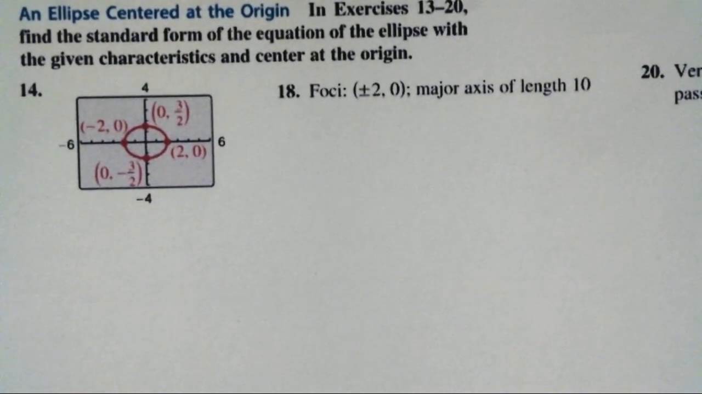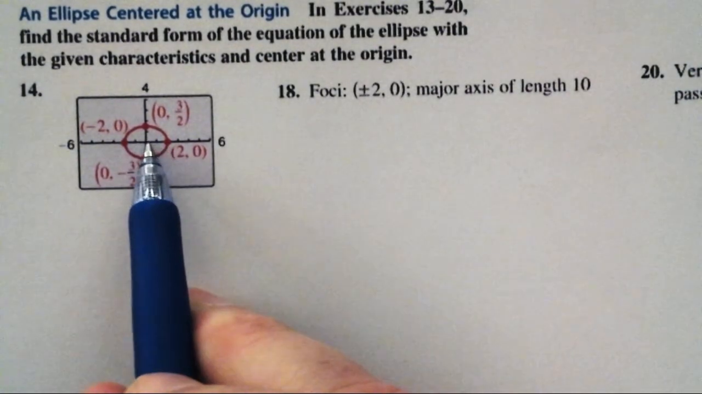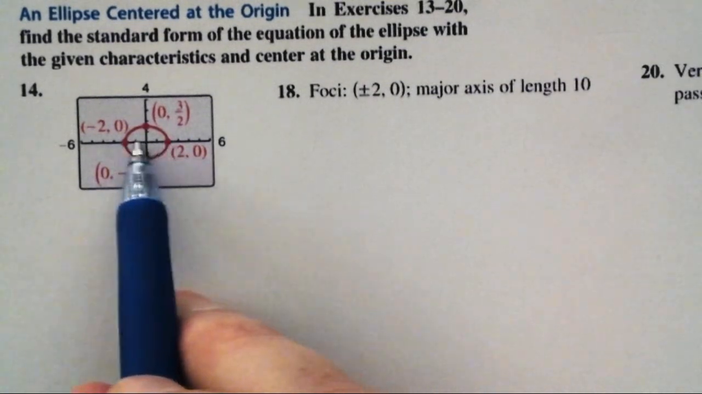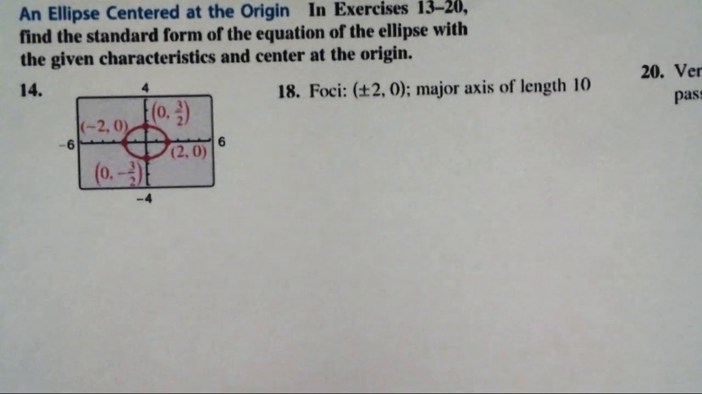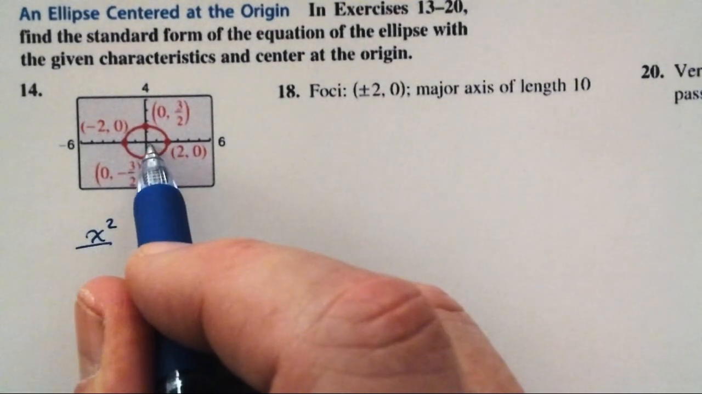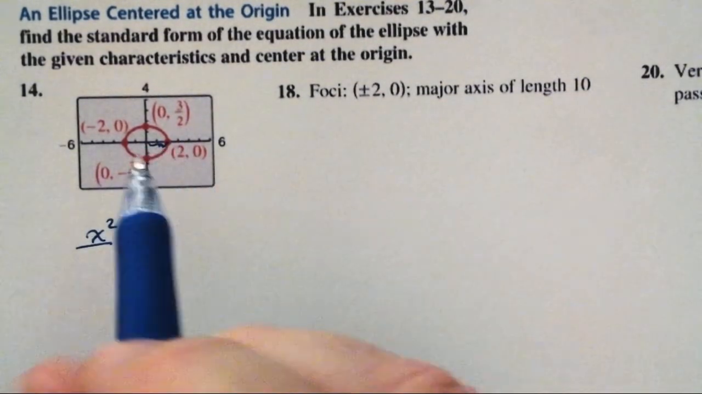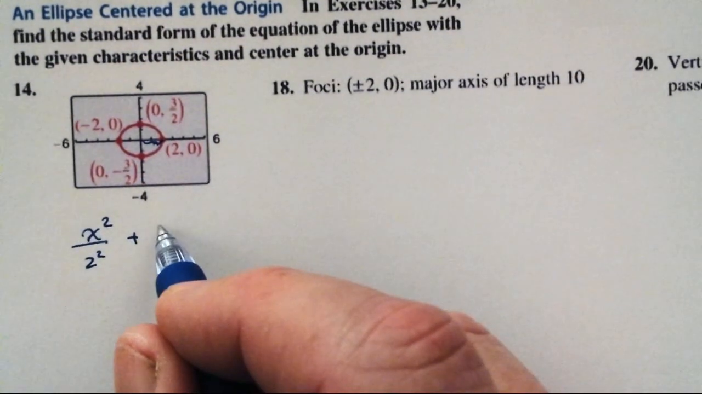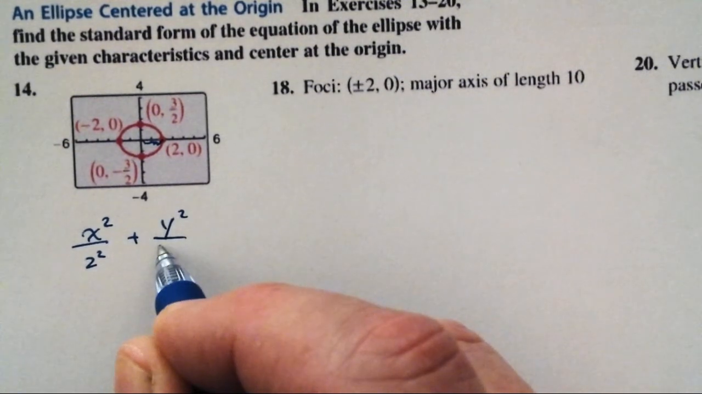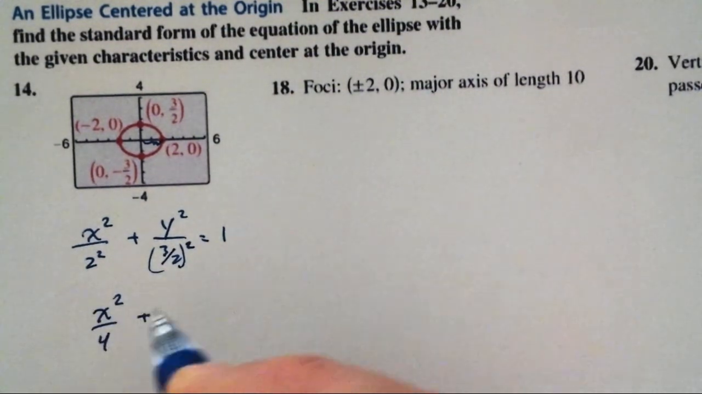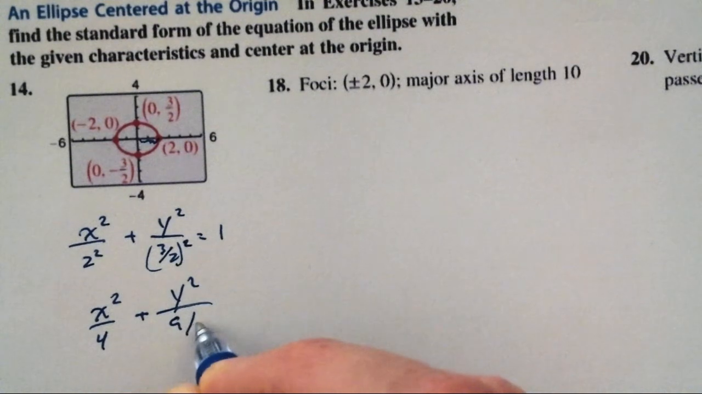And here we are to find the standard form of the equation of the ellipse with the given characteristics and the center at the origin. And this is wider than it is tall, 4 wide, 3 tall, 3 halves and 3 halves. Therefore, I would refer to this as an x squared or an x dominant, and it's centered at 0, 0, so this is x squared on a squared, a not being the whole major axis, but half the axis, so that's on 2 squared, plus y minus 0 squared on 3 halves squared equals 1. x squared on 4 plus y squared on 9 fourths.